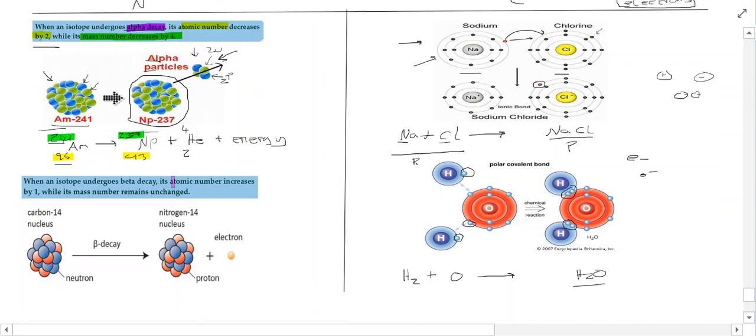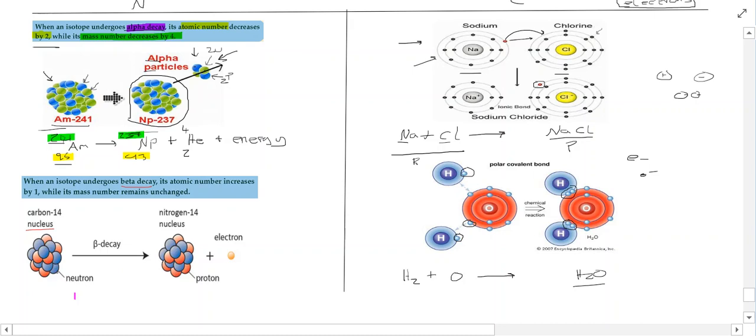Then if we have a look down here, this one, we have carbon 14. So again, we have the nucleus of a carbon 14 isotope. So carbon 14 is an isotope of carbon. It's unstable, therefore it's radioactive, so it wants to break down. Now we're talking about beta decay in this case. So we'll notice here, we can see that these blue circles represent neutrons and the red circles represent protons.